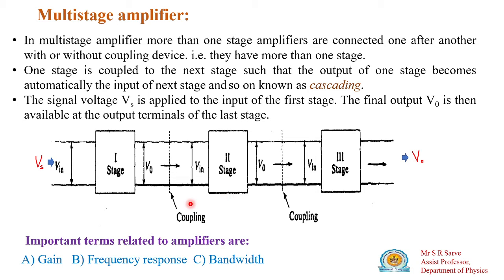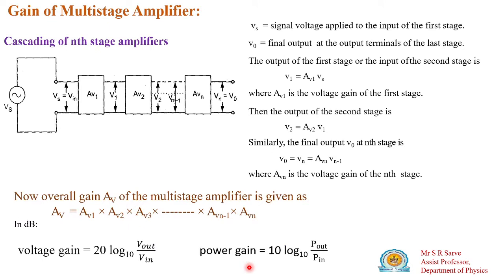Now there are important terms which you have to observe in an amplifier: the gain, its frequency response, and bandwidth. First we will learn about the gain of a multi-stage amplifier. So this is your nth stage multi-stage amplifier, in which we have used n number of amplifiers. This one is the first.